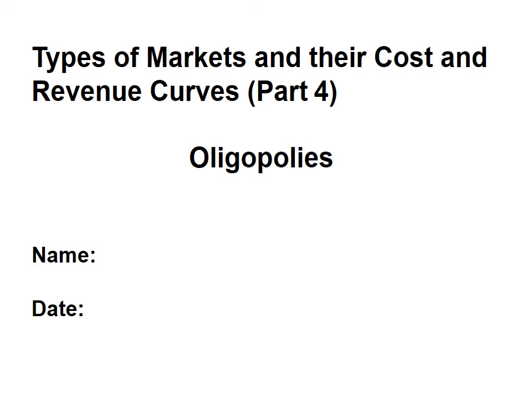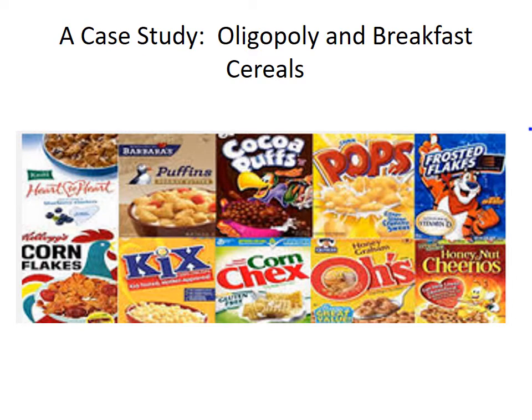This is the last of 4 different types of competition, looking at oligopolies today, which is where we have a few major players dominating the market, but it doesn't mean that there aren't some small, insignificant players as well. So if I could ask you to read the case study on oligopolies and breakfast cereals, it will give you a lot of insight as to the characteristics, and then please rejoin the PowerPoint once you've finished.